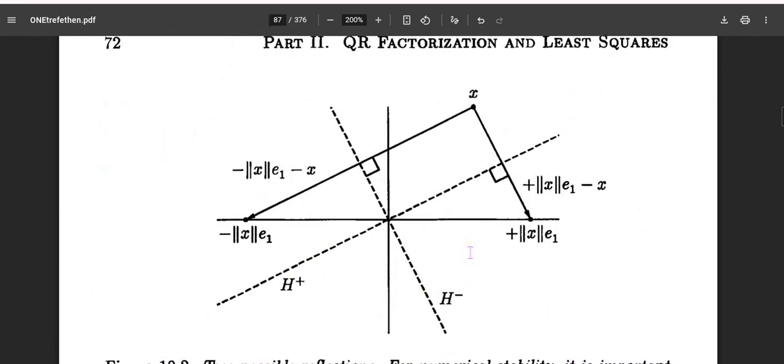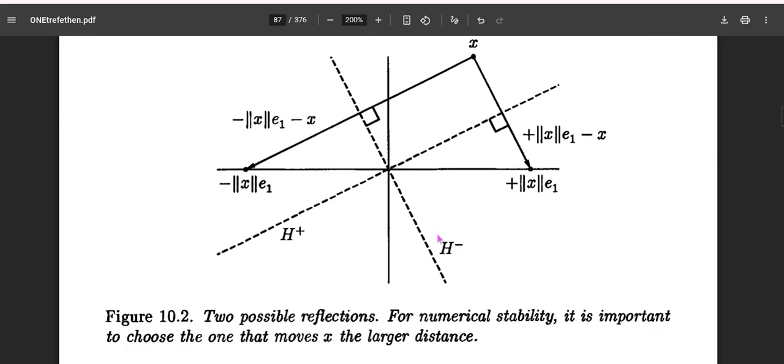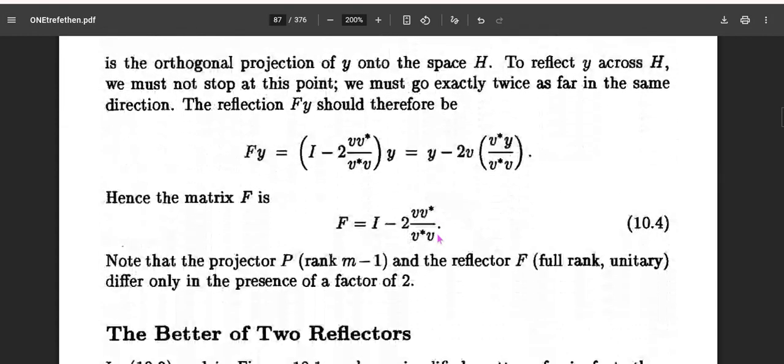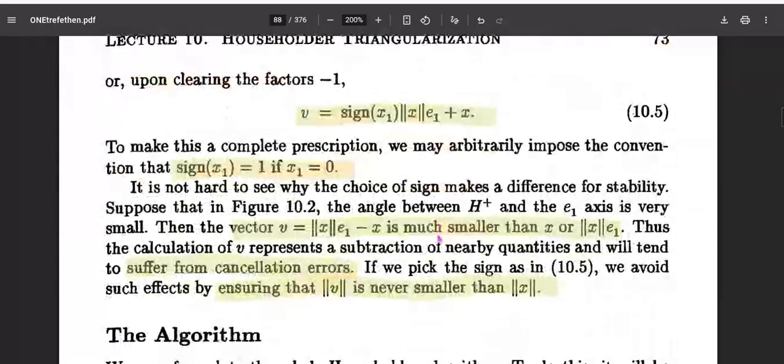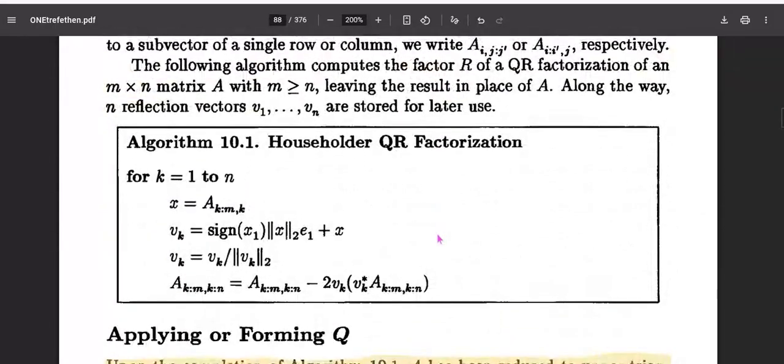For example, if it is reflected with a plus sign, then it will be nearer to the vector x. But if it is a minus sign, it is farther away from the vector x. So for better numerical stability, one should choose the sign which reflects further away from the vector x. The algorithm is simple enough.